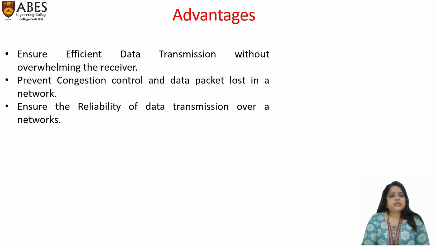The third advantage is that it ensures the reliability of data transmission over a network. TCP window management provides reliability. Reliability means the sender sends a segment. After that, when the sender receives an acknowledgement, it can ensure that the data reached the receiver successfully. When the sender does not receive an acknowledgement, the sender can guess the data may be lost or corrupted. So in that case, what happens? The sender can retransmit the frame.